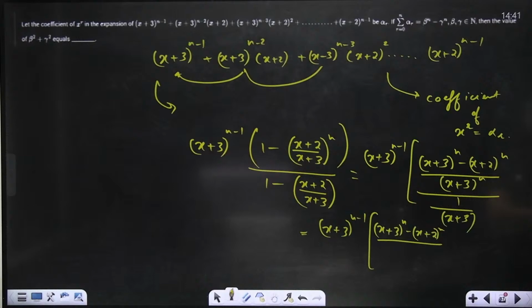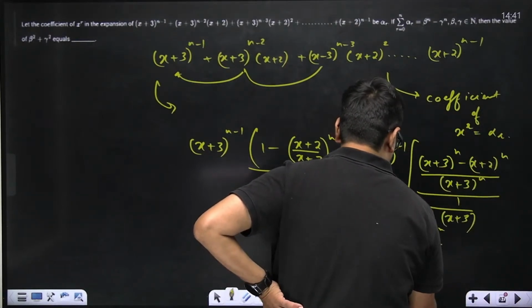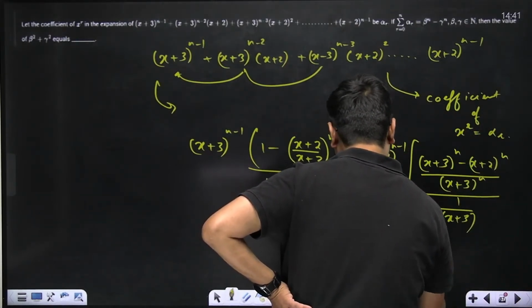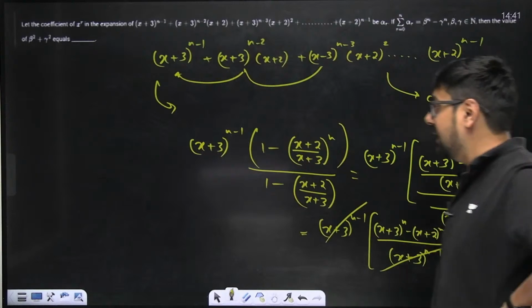Oh yes. This is getting cancelled. This will get multiplied to x plus 3 upon x plus 3 to the power n. x plus 3 to the power n minus 1 will be created over here. x plus 3 to the power n minus 1. Yes, this is getting cancelled now. This will go up and this will be x plus 3 to the power 1 minus n. In the denominator again it will be x plus 3 to the power n minus 1. This is getting cancelled. Amazing.